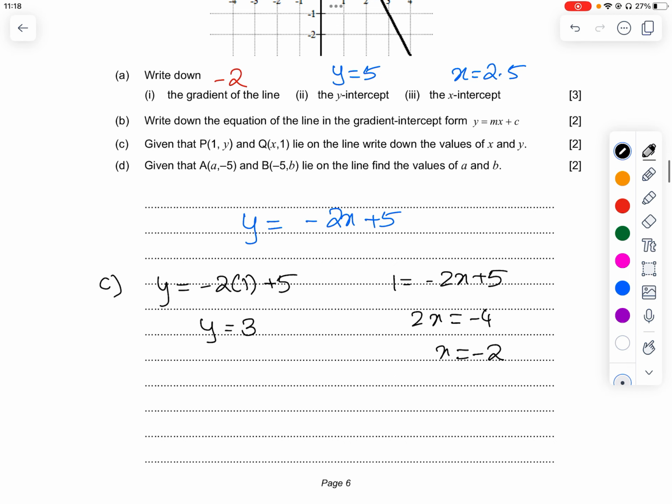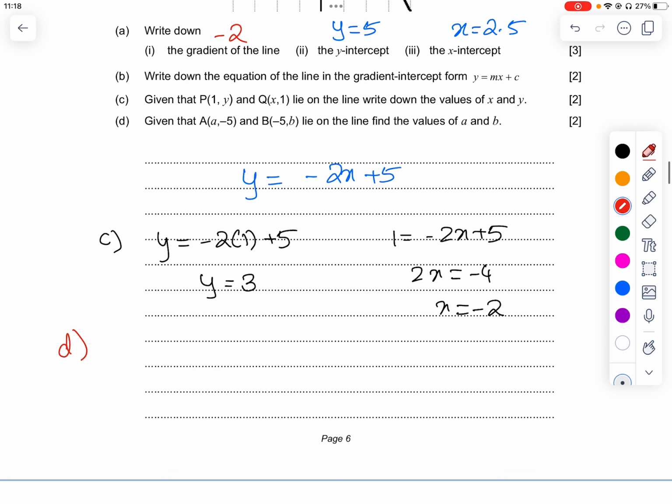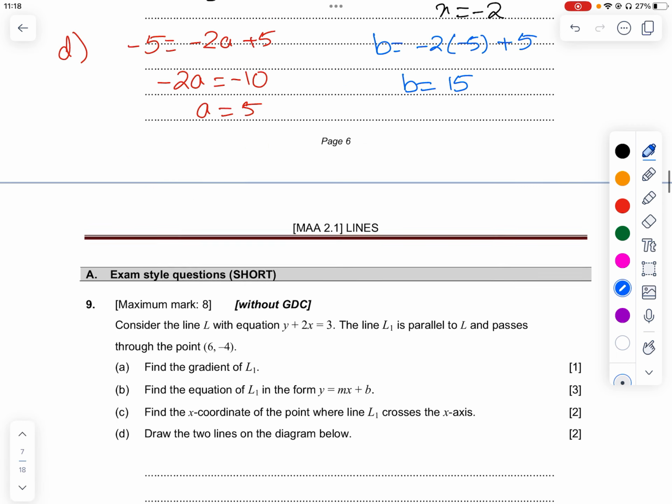Part D, (a, minus 5) and (minus 5, b) lie on the line. Find the values of a and b. So (a, negative 5): negative 5 equals negative 2a plus 5. Negative 2a equals negative 10. So a equals 5. Then for b, (minus 5, b): b equals minus 2 times minus 5 plus 5. So b equals 15.